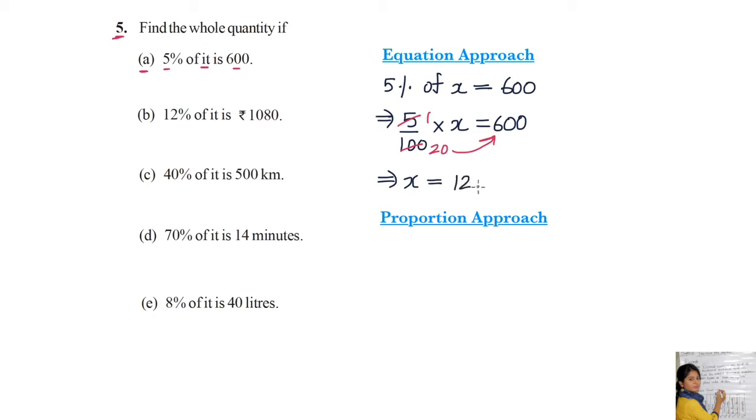So x is equal to 12,000. So 12,000 is the whole quantity. If we find 5% of 12,000, we will get 600. Now let's solve by the proportion approach.